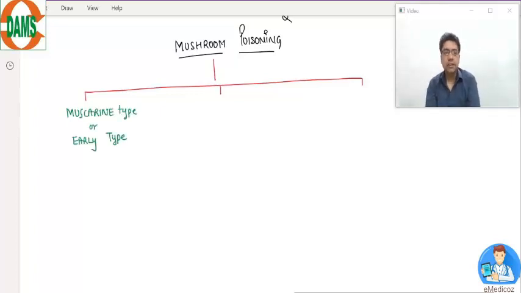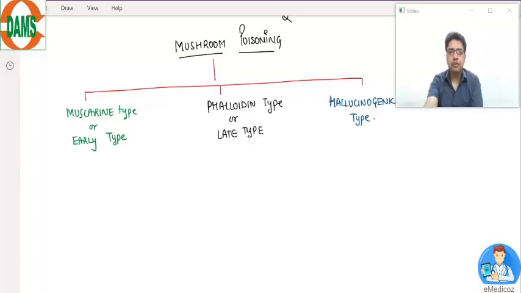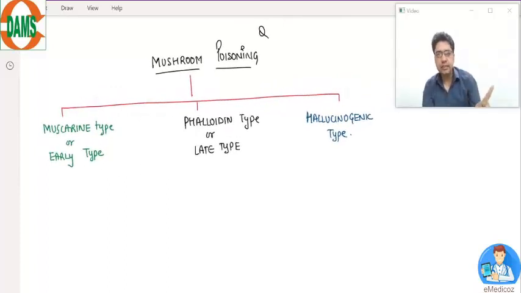Second, after muscarine type or early type, you will write phalloidin type or late type. And lastly, you will write hallucinogenic type. So write 3 points: muscarine type or early type, phalloidin type or late type, and lastly hallucinogenic type. These are the three types of mushroom poisoning.